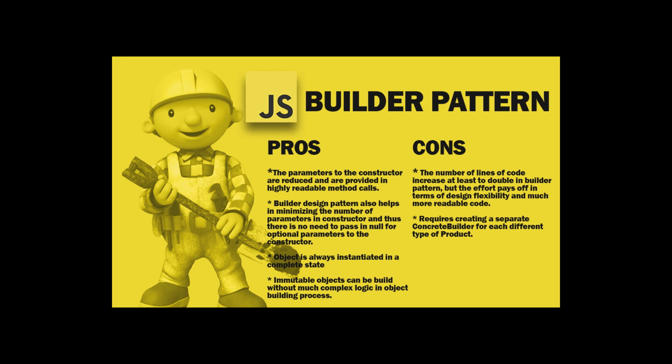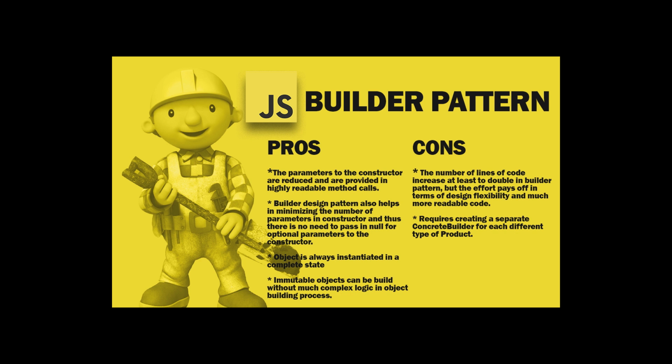Pros, number one: the parameters to the constructor are reduced and are provided in highly readable method calls. The second one: the builder design pattern also helps in minimizing the number of parameters in the constructor, and thus there is no need to pass in null for optional parameters to the constructor. Third, the object is always instantiated in a complete state. And fourth, immutable objects can be built without much complex logic and object building processes.